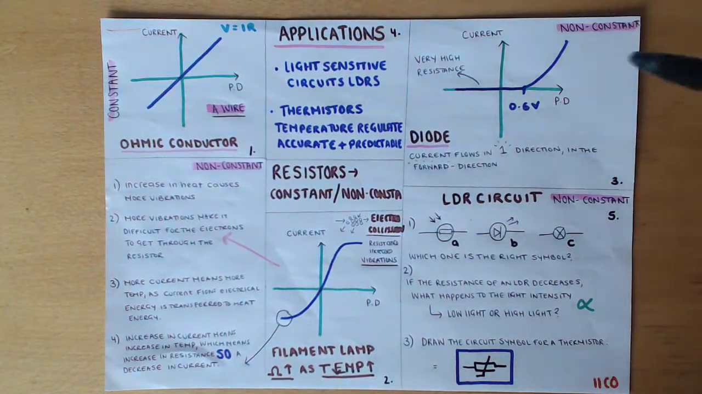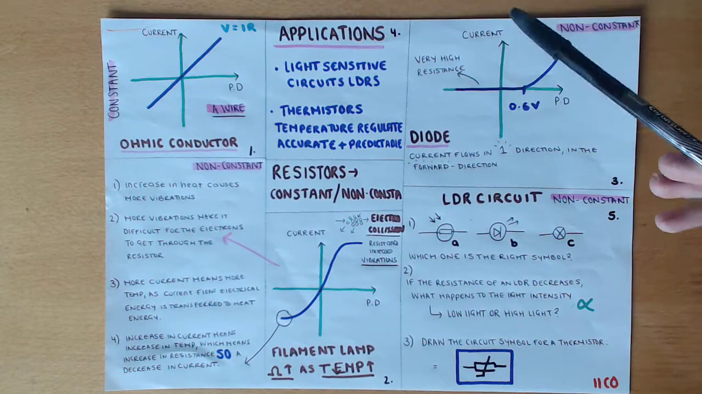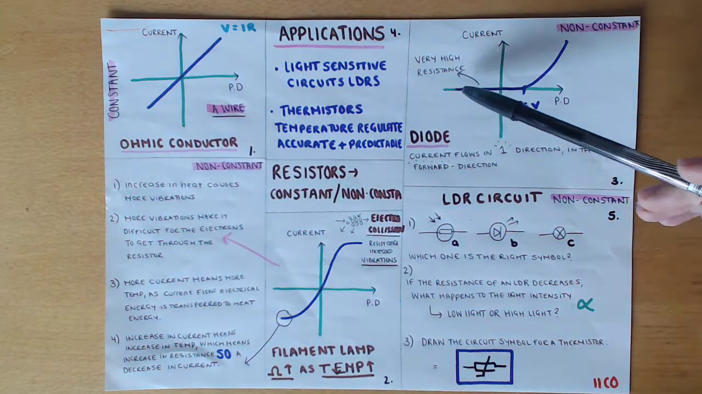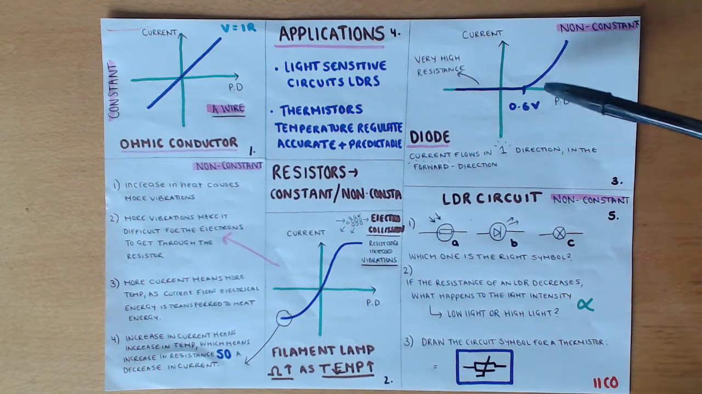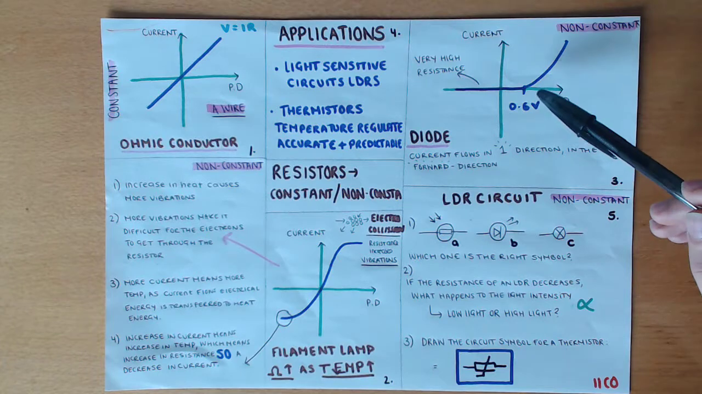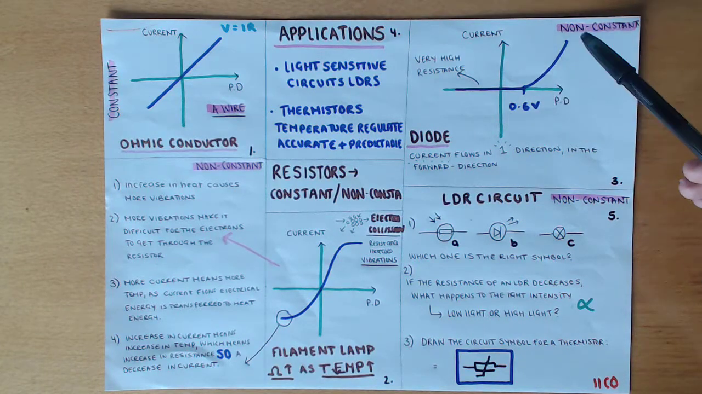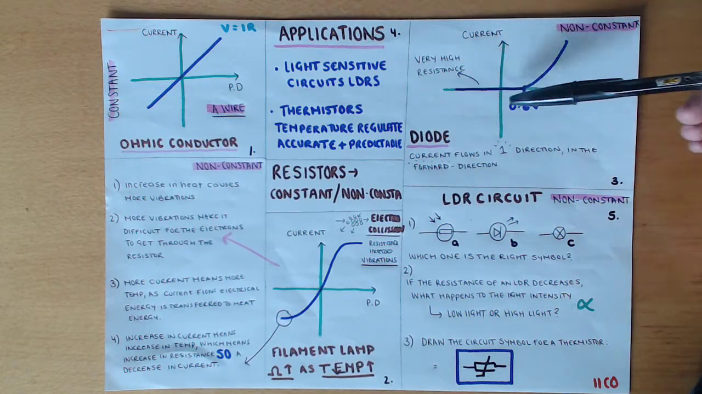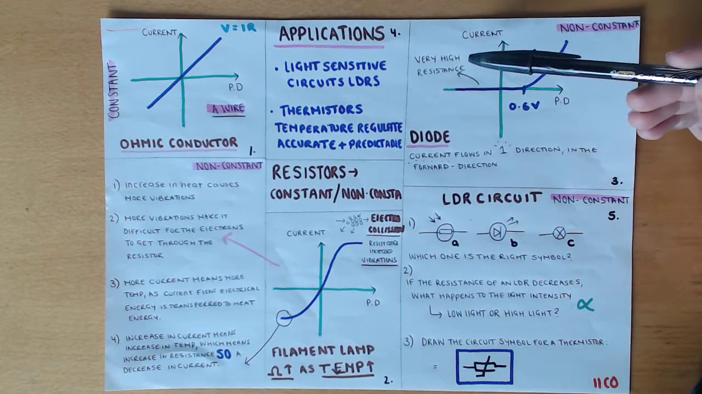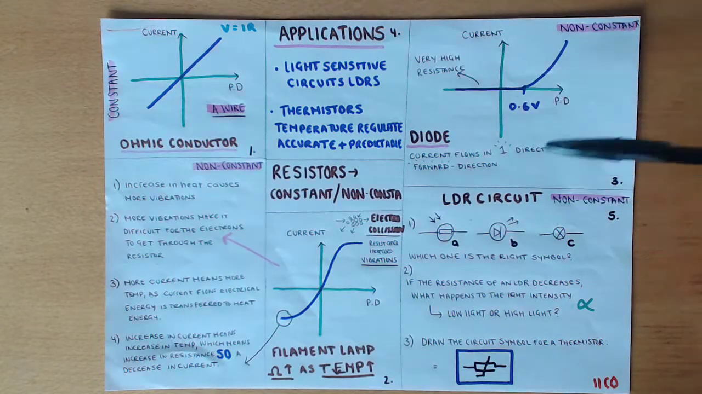Okay, so now let's move on to a diode. A diode is another example of a non-ohmic conductor. You can see this is the graph, current against potential difference. It kind of stays constant for a bit and then it hits about 0.6 volts and then shoots up, right? So this shooting up is when it actually starts to conduct. And this flat line here is because of incredibly high resistance. And that's what a diode does.